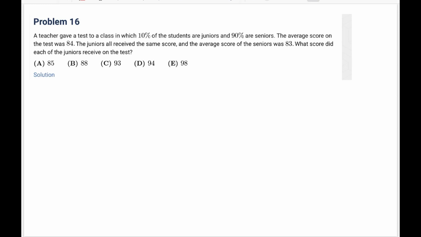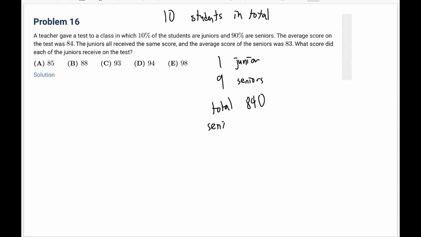here, let's say there are 10 students in total. So 1 is a junior, 9 are seniors, and the average is 84, so the total is 840. Seniors, they've got 83 multiplied by 9, which is 747.